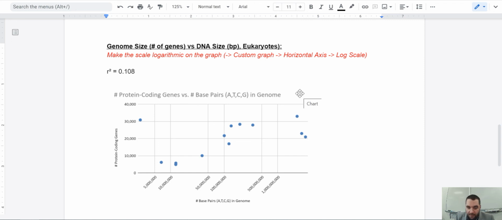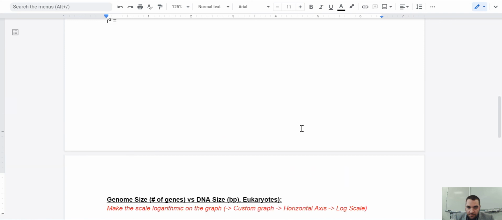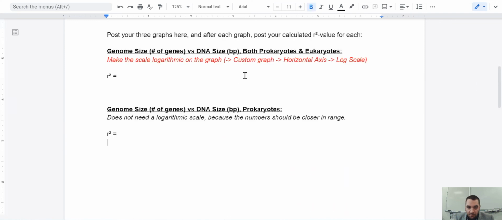It's a low correlation. Okay, with that said, you then come to this one, do the same thing for the prokaryotes, and then both of them.